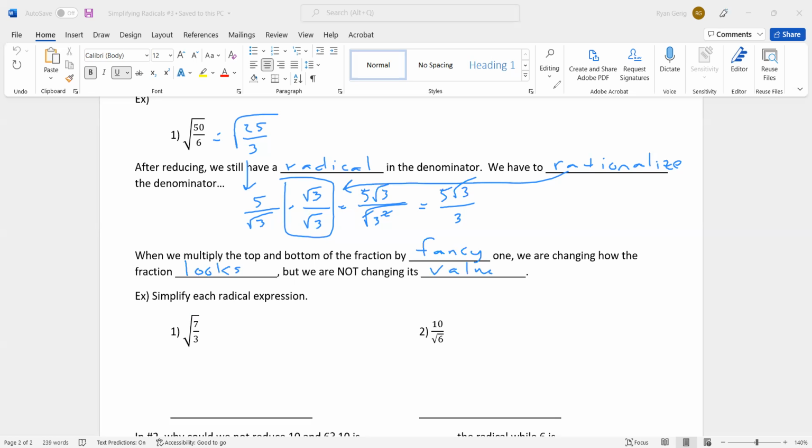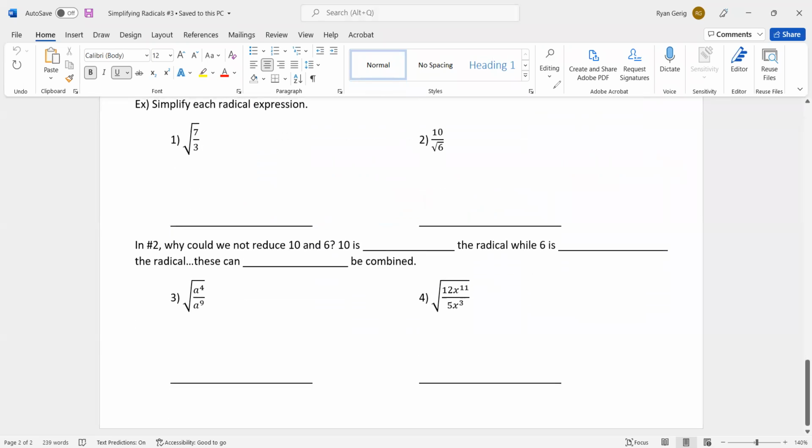So if you typed this right here into a calculator, 5 divided by the square root of 3, I don't know what you get, but you're going to get the exact same decimal as you would if you typed 5 radical 3 divided by 3 in the calculator. They have the exact same value. We have just satisfied the rule that there's no radical in the denominator. Okay, that's the rationalizing step. You will have to do that. Whether you like it or not, it is a standard and you need to be able to do it. Okay.